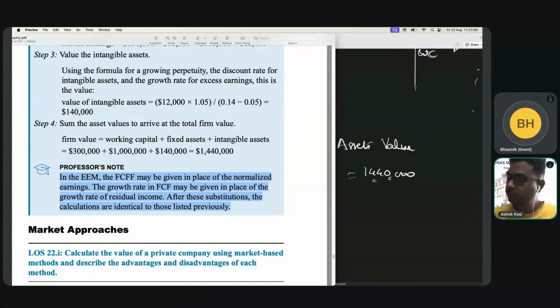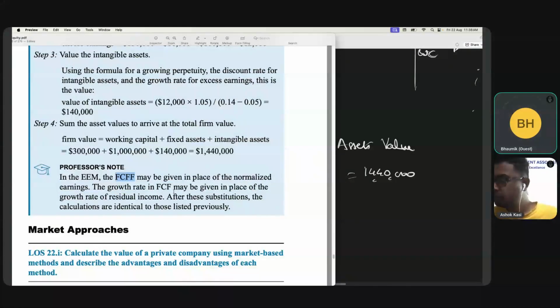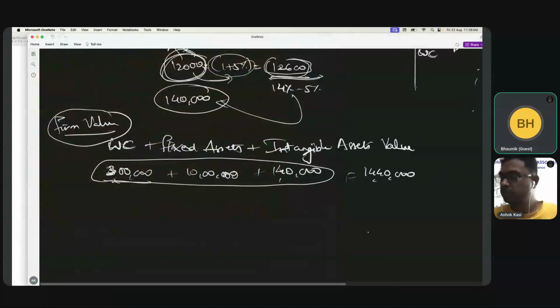The growth rate in FCFF may be given in place of the growth rate of residual income. So all these are possible. Somebody may not be comfortable with this and may want to use FCFF only. So all these changes are possible. After these substitutions, the calculations are identical to those listed previously. These are different ways now.